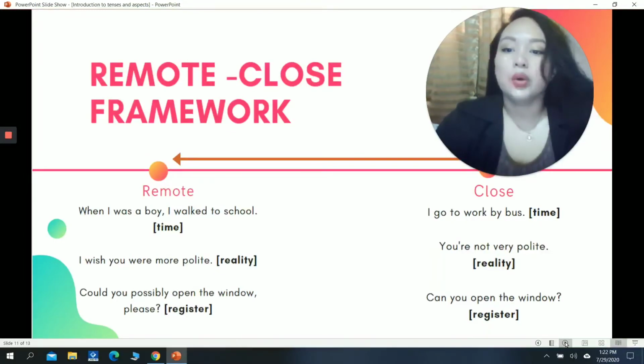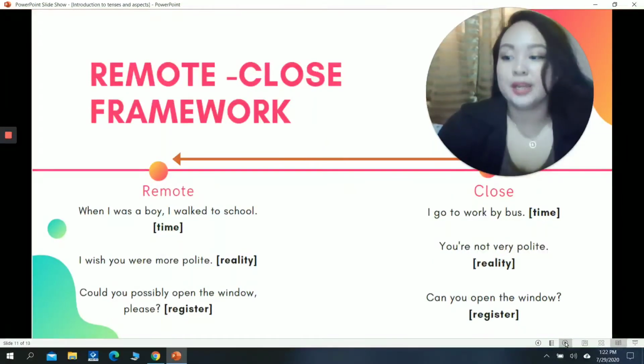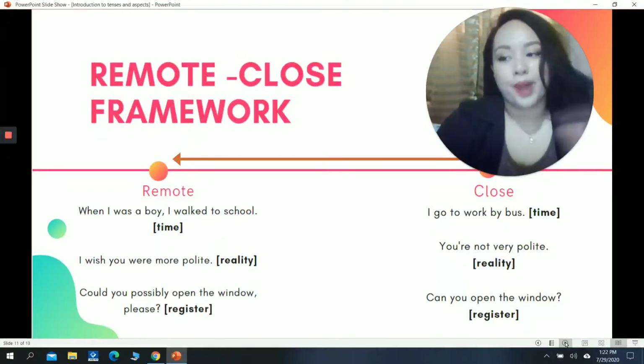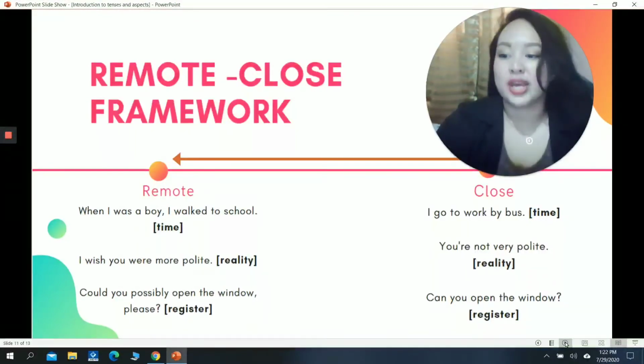So, a closer examination of what tense really refers to can provide us with a deeper understanding of how tense works in English. So rather than think in terms of the present and the past, it can be useful if we think of it as distance. So in this case, I'm going to show you this diagram, which is remote and close.